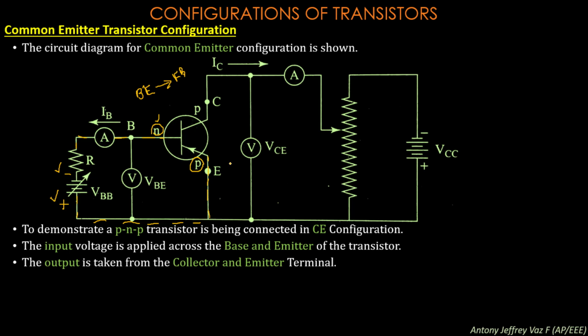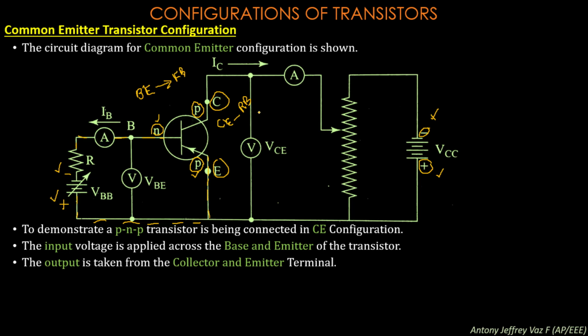Next, when you look at the collector emitter junction, this is the collector junction and this is the emitter junction. The emitter is a P type semiconductor, and it is connected with the positive terminal of the battery. Similarly, the collector is a P type terminal, but it is connected with the negative terminal of the battery. So the collector emitter configuration is in reverse biased mode.